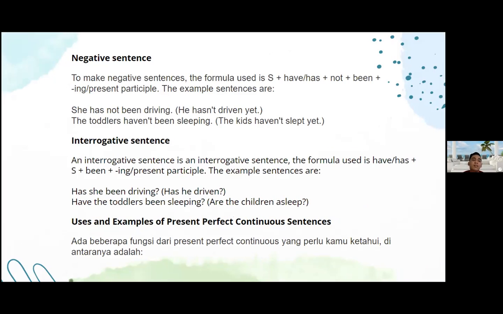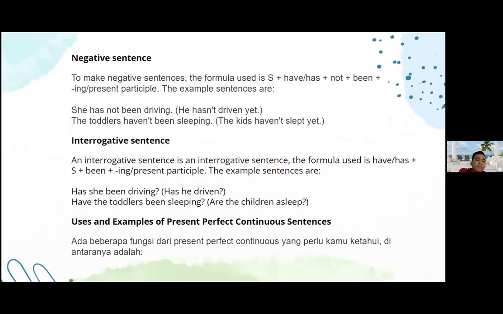Number 2, negative sentence. To make a negative sentence, the formula used is subject plus have or has plus not plus been plus present participle. The example sentences are: she has not been driving, or he hasn't driven yet.